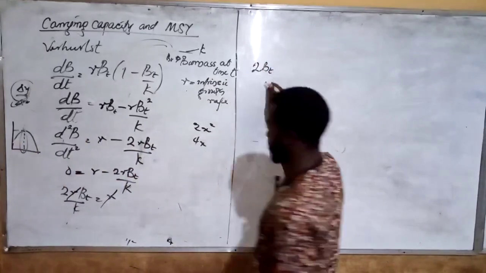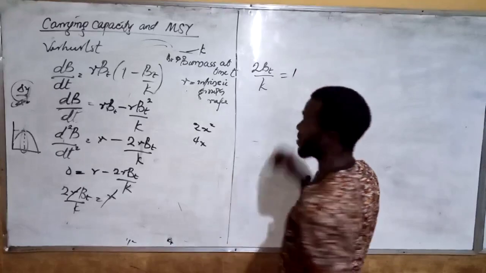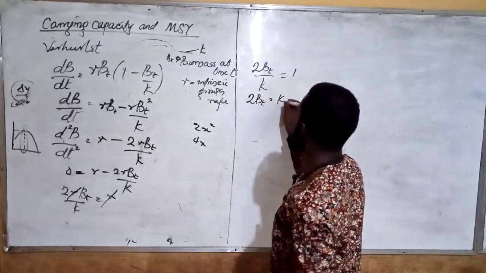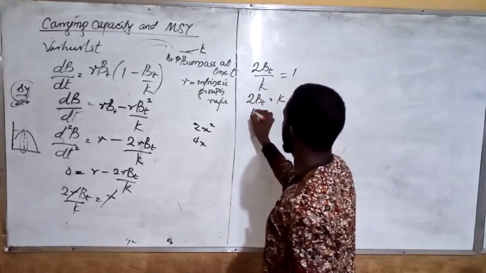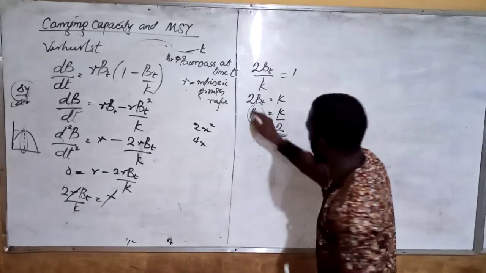So we have 2b sub t is equal to k, now that r has cancelled, right? So we can cross multiply. I have 2b sub t is equal to what? K. So we can divide both sides by 2 and we have b sub t equal to what? K over 2.